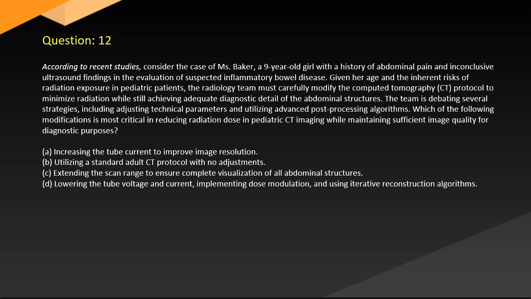The team is debating several strategies, including adjusting technical parameters and utilizing advanced post-processing algorithms. Which of the following modifications is most critical in reducing radiation dose in pediatric CT imaging while maintaining sufficient image quality for diagnostic purposes? A. Increasing the tube current to improve image resolution. B. Utilizing a standard adult CT protocol with no adjustments. C. Extending the scan range to ensure complete visualization of all abdominal structures. D. Lowering the tube voltage and current, implementing dose modulation, and using iterative reconstruction algorithms.